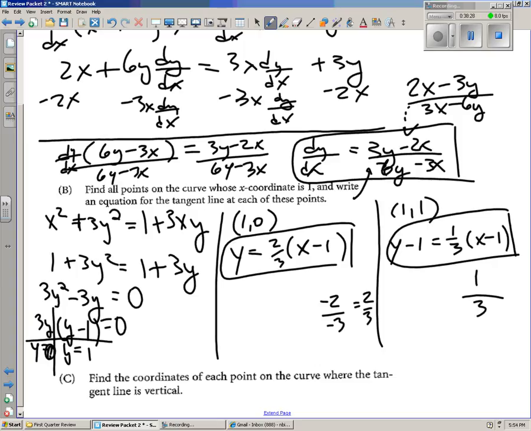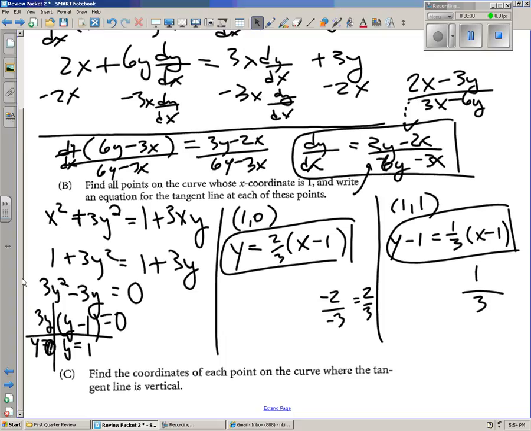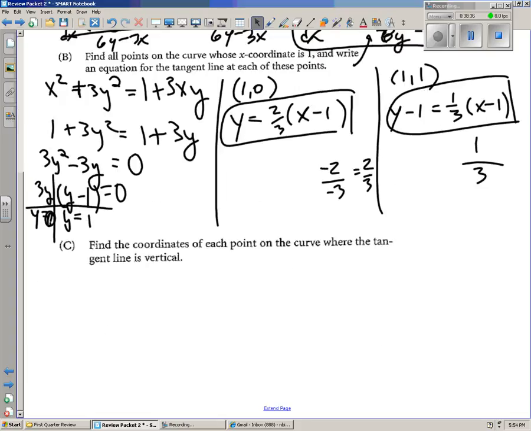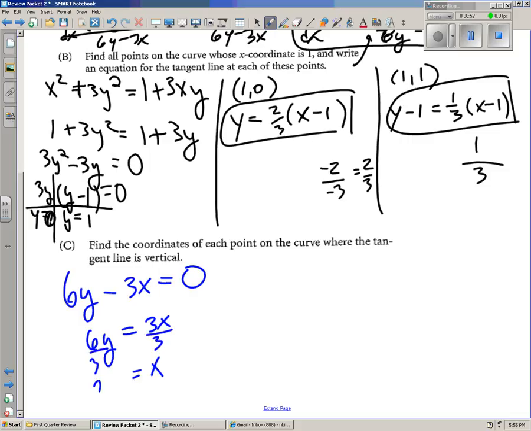And now part C says, find the coordinates of each point on the curve where the tangent is vertical. So finding points on the curve where the tangent is vertical requires us to set the denominator equal to 0. So we have the denominator of the derivative equal to 0. So we got 6y minus 3x is equal to 0, which is equivalent to saying 6y equals 3x, which is equivalent to saying, I'm going to do this backwards, I'm going to solve for x just because it's a little neater. x is equal to 2y.